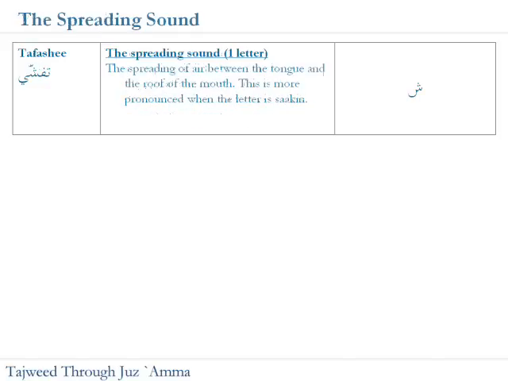The spreading sound is known as tafashi, and this only occurs with one letter, which is the sheen. The spreading of air between the tongue and the roof of the mouth, this is more pronounced when the letter is sakin. So if you say ash, ash, you'll feel as your tongue comes towards the top of your mouth, the air that's passing through up from the throat hits the top of your mouth and spreads right across your tongue and out through your mouth. So again, say ash. So that's called the spreading sound.